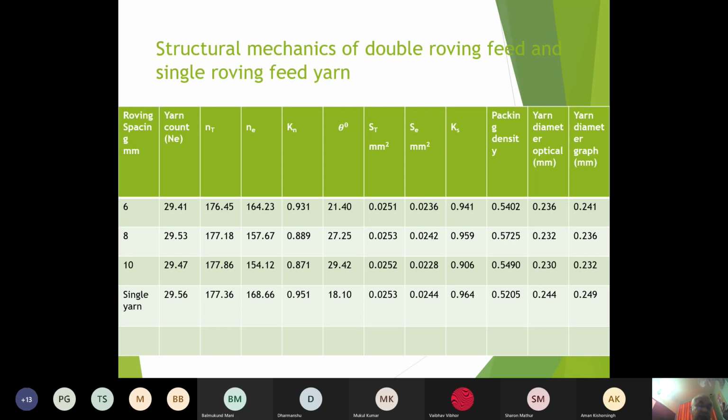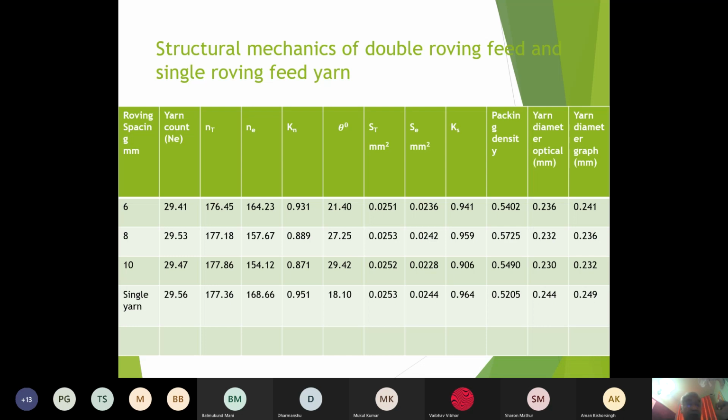So we took this as a variable. We used 6 mm, 8 mm, and 10 mm, measured from center to center of two rovings. That distance we kept, and then we wanted to see whether the distance between two rovings plays any role or not. So that was the idea to study, and we took this roving distance as a variable.